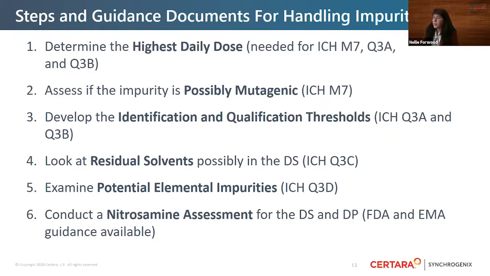Okay, so what do you do when you find an impurity? Today, we're going to go through these various steps. You determine the highest daily dose of your impurity, and you need that for ICH M7, Q3A, and Q3B. You're going to assess if the impurity is possibly mutagenic. That's according to ICH M7. Then you're going to develop the identification and qualification thresholds for that, according to ICH Q3A and Q3B. You're going to look at residual solvents, possibly in the drug substance or drug product, ICH Q3C. You're going to examine potential elemental impurities, ICH Q3D. And then you're going to conduct a nitrosamine assessment for the drug substance and the drug product. And these are according to FDA and EMA guidances that are available.